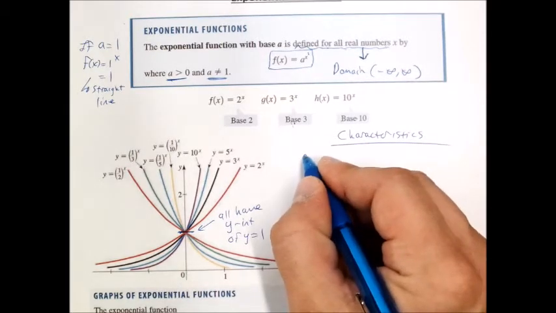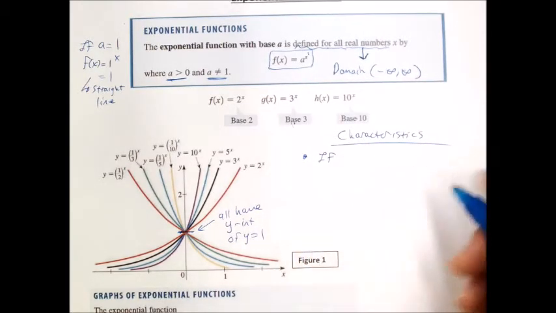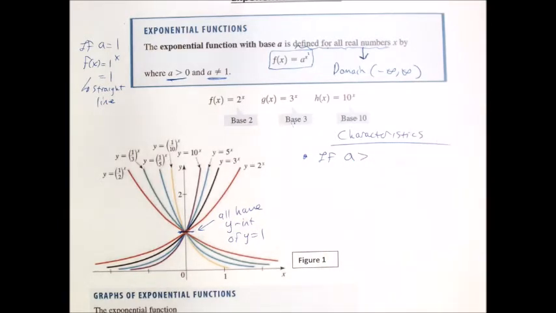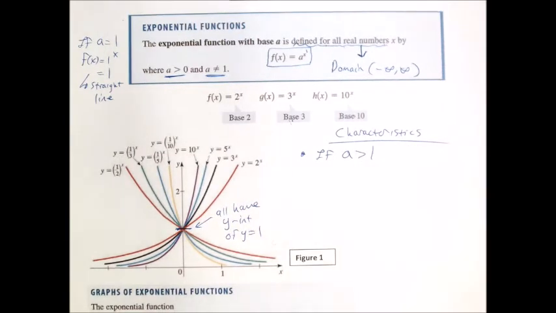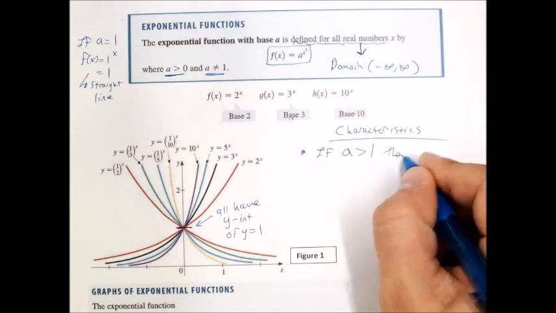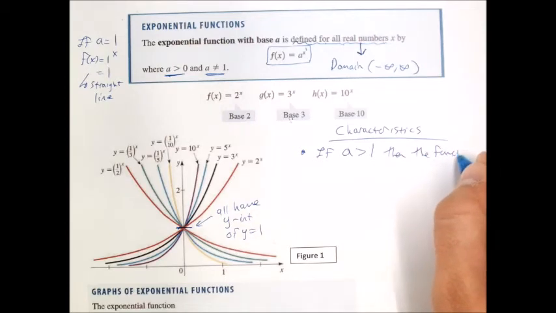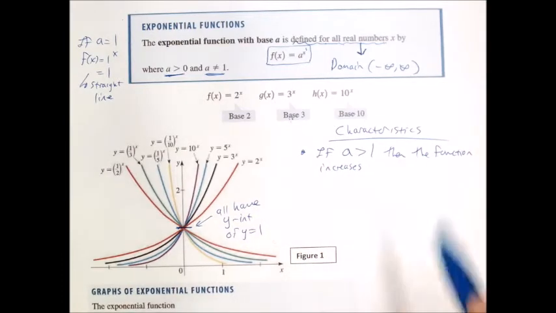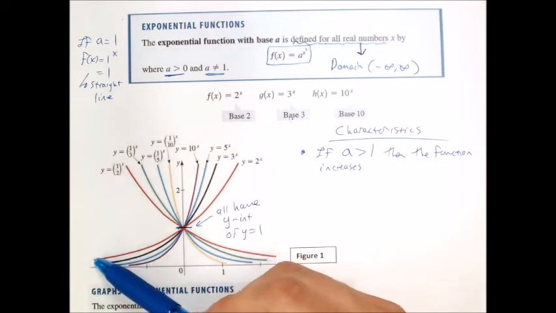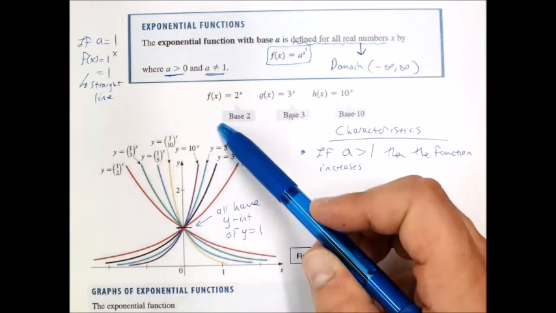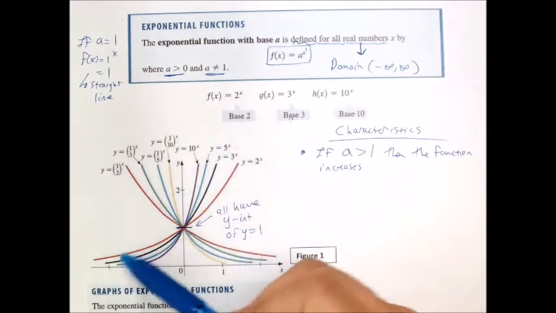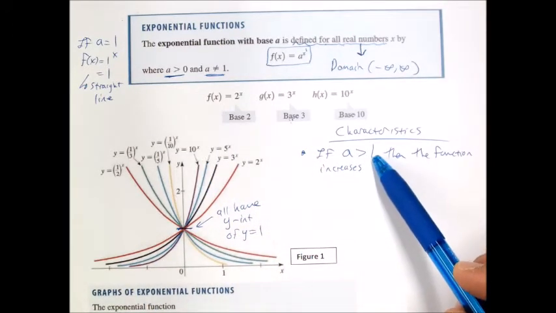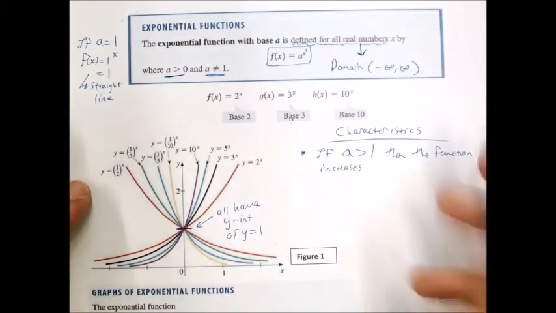The first thing is that if the base is positive, so if A is bigger than 1, not positive, they're always positive. If A is bigger than 1, then we have an increasing function. And by increasing, I mean when you go left to right, these go up. When I'm looking at all these ones, they start over here, and they increase, and they go up. So if we have a base that's bigger than 1, the function increases.